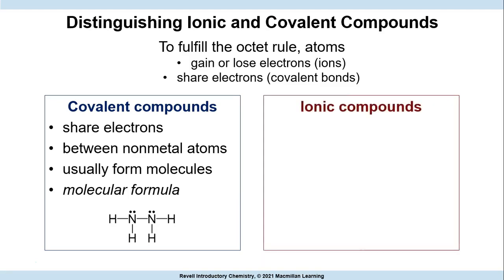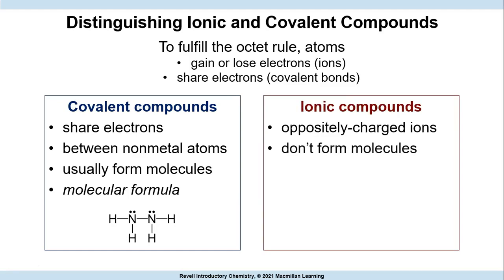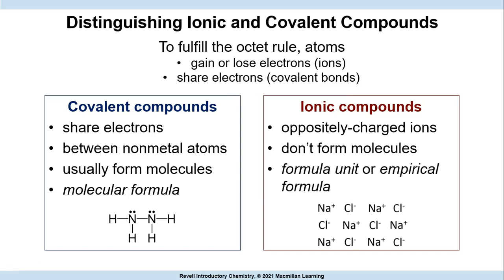Alright, let's look at the ionic compounds. The ionic compounds are formed between oppositely charged ions, that is a cation and an anion, and they don't form molecules. They form what we call formula units or empirical formula. So covalent compounds will form molecules and ionic compounds will form formula units. So you cannot say a molecule of sodium chloride. You say a formula unit of sodium chloride.